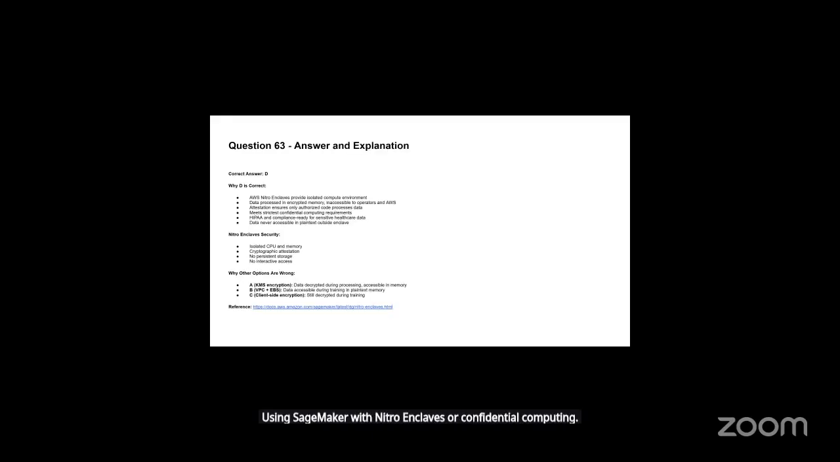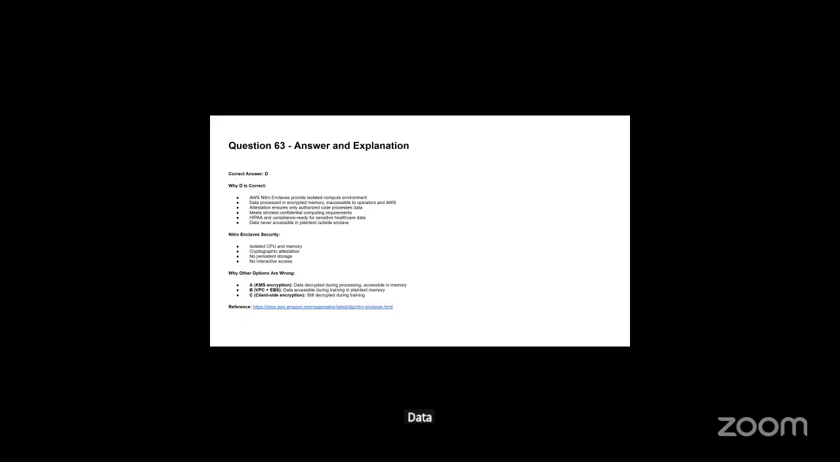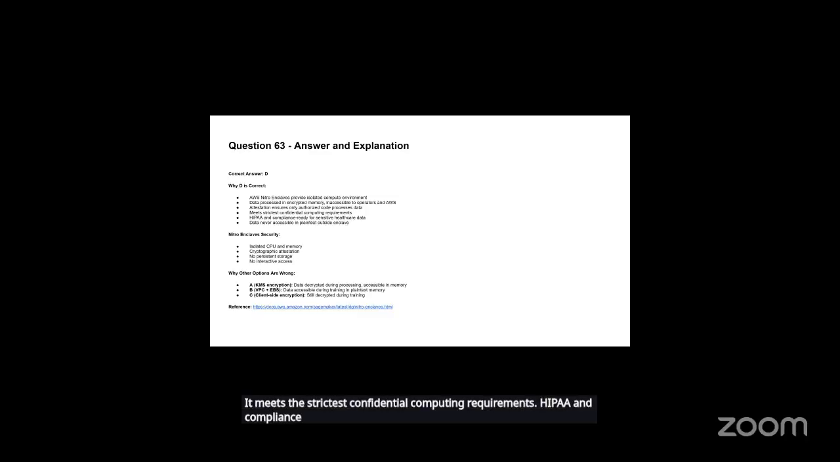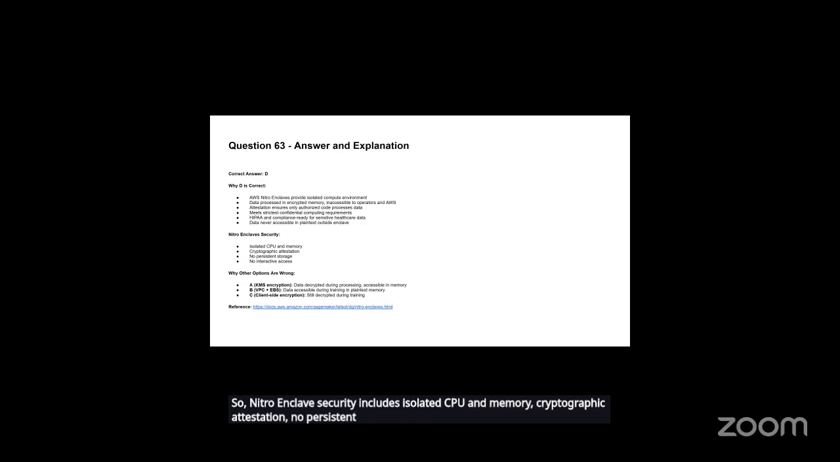So, Nitro Enclaves. This provides an isolated compute environment. Data is processed in encrypted memory and is not accessible to operators or AWS. There are attestations that ensure only authorized code processes the data. It meets the strictest confidential computing requirements, HIPAA and compliance ready for sensitive healthcare data, and data is never accessible in plain text outside of the enclave. So Nitro Enclave security includes isolated CPU and memory, cryptographic attestation, no persistent storage, and no interactive access.